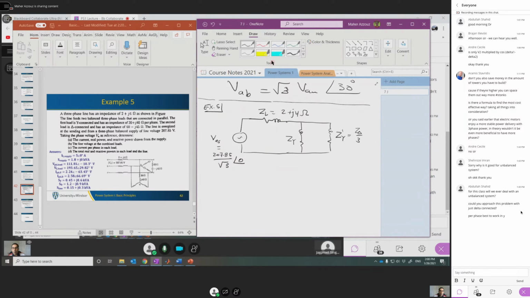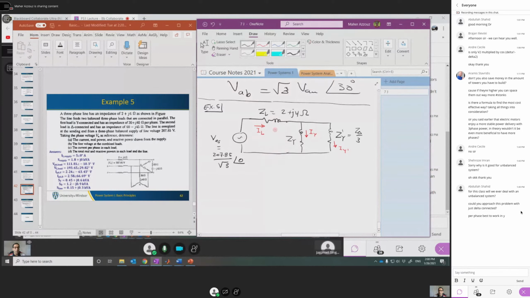We need to calculate the line current. So we have the line current, IA, or our I line. And we have the phase current. Let's call it I phase, I star phase, and I star dash. Okay, this is a simple circuit. You can easily solve the circuit.